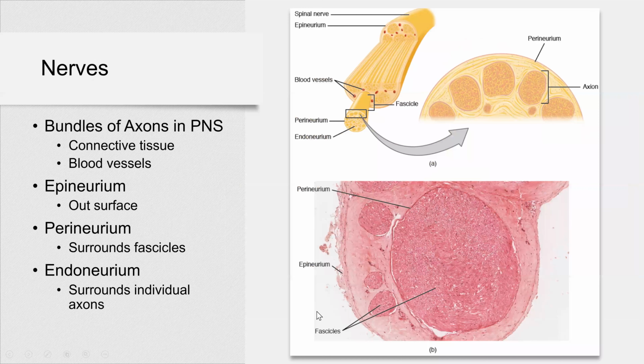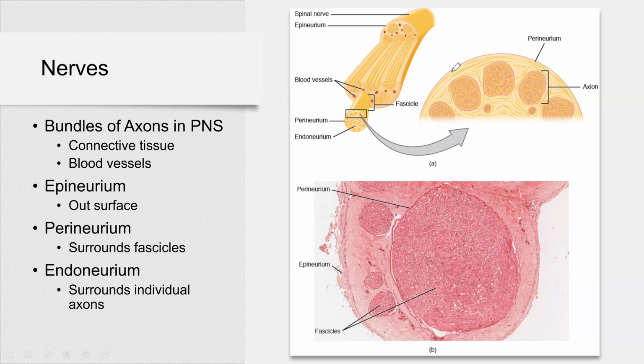Now, what are nerves? We just mentioned we have spinal nerves and cranial nerves. Nerves are bundles of axons in the peripheral nervous system, and they are covered by connective tissue, and there are blood vessels within those bundles. All right, so if you look over here, I show you a spinal nerve, maybe a peripheral nerve, that is covered by connective tissue. The layer that covers the entire nerve is called the epineurium. So it's the outer surface. Epi means on the surface, so it's epineurium.